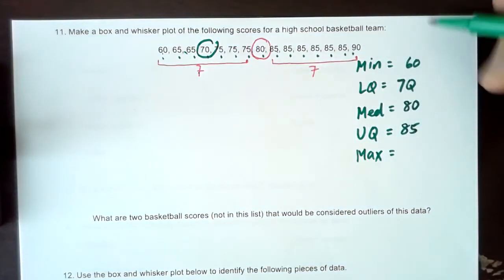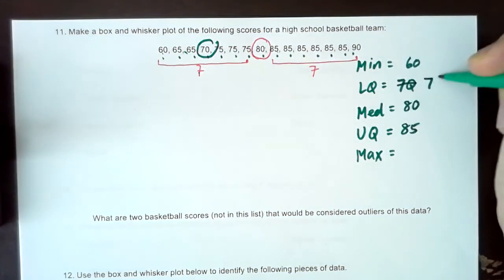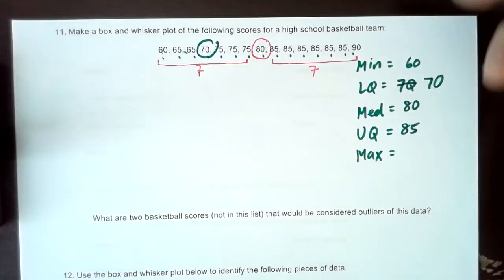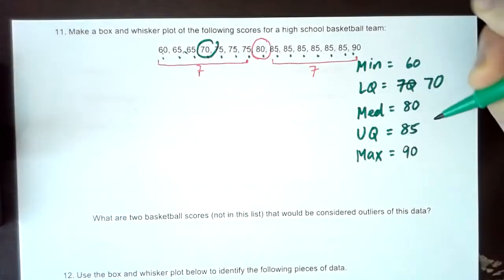Why did I write 7Q? I was supposed to write 7D. It's hilarious. And then my maximum is 90.